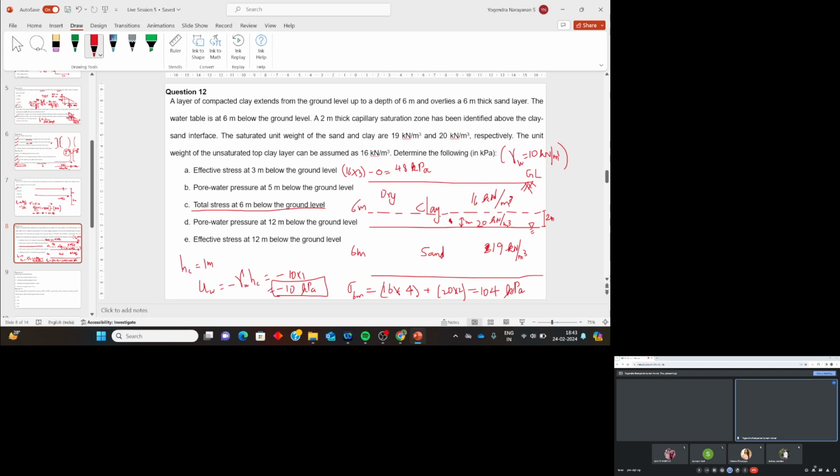Here we should note that the effect of capillarity does not come into picture when we are calculating here. So if you draw the pore pressure distribution, the water pressure will be 0 here, and further there will be an extension which is gamma W into H, which is 6 meter. This is 10 into 6, which is 60 kPa.